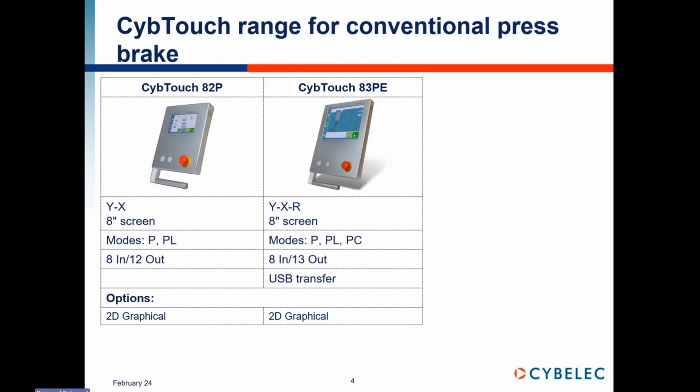So we have two models to manage conventional press brake: CybTouch 82P and 83PE. With the first one, you can manage Y and X, and you can manage press brake in mode P and PL. And with the second one, you can manage Y, X, and R, and P mode, PL mode, and PC mode. For both models, you can have an option to have graphical 2D.